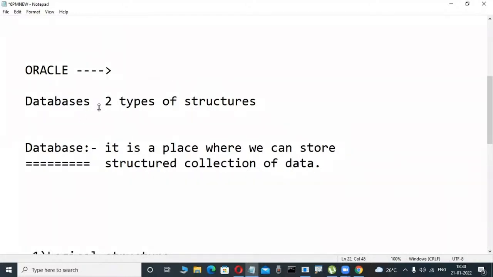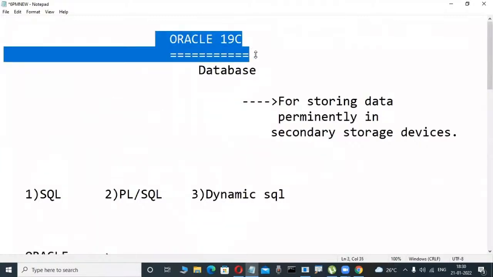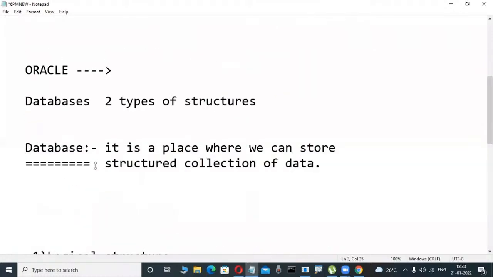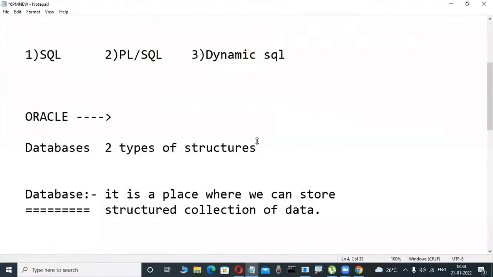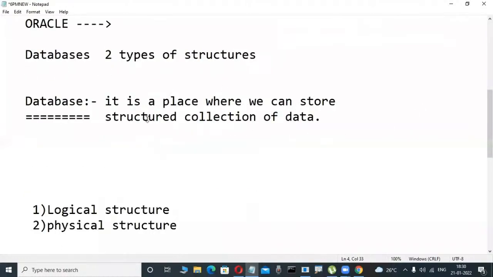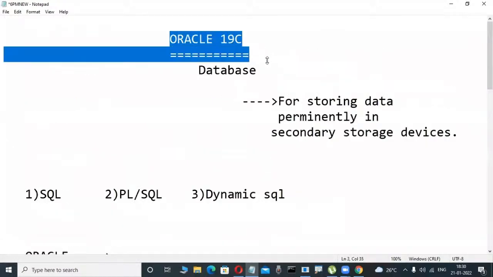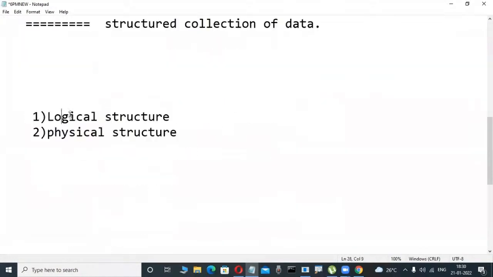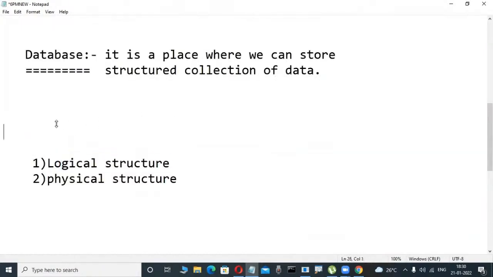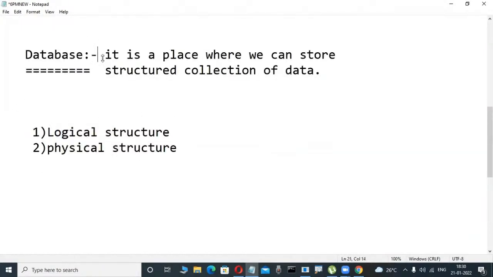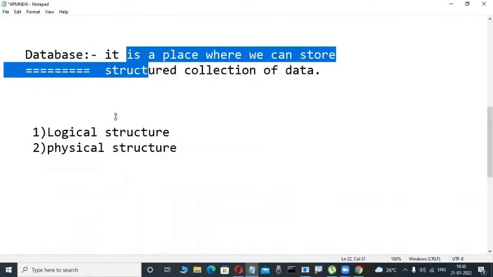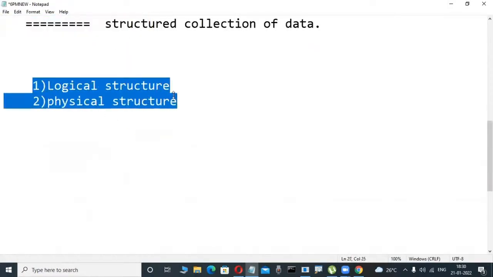Observe here. Whenever we install this type of Oracle or relational database software, what is a database actually? It is a place. Whenever we install this software, some place is automatically reserved on the hard disk. In that place we can store a structured collection of data. But whenever we install these softwares, two types of structures are there. One is logical structure, another one is physical structure. This definition I am not explaining today; you will understand it one of these days. Now observe it.